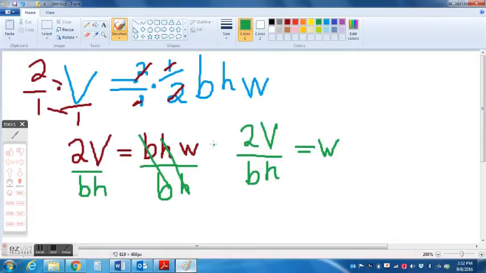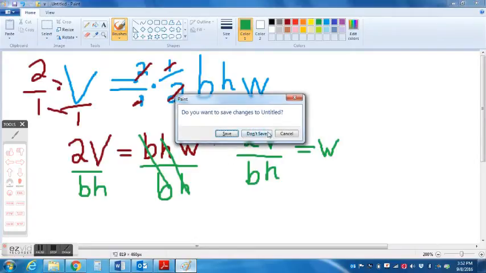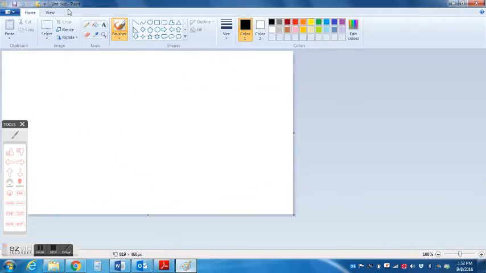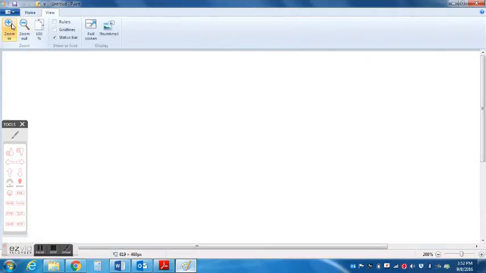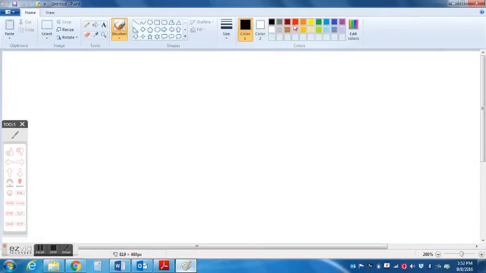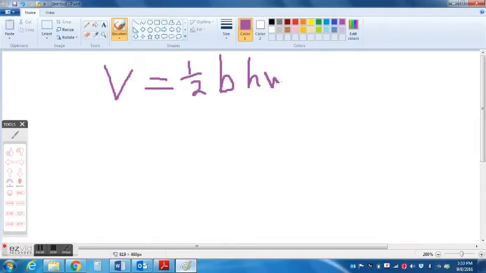Now let's say I was in the middle of a test and I got nervous and I didn't have the foresight to say, I don't know, divide by B and H at the same time. So I'm going to show you another way to solve this, just in case you ever get stuck. So here's the equation we started out with. And maybe instead of multiplying by the reciprocal, you said, oh, we're multiplying, let's divide. That's cool, you can do that.